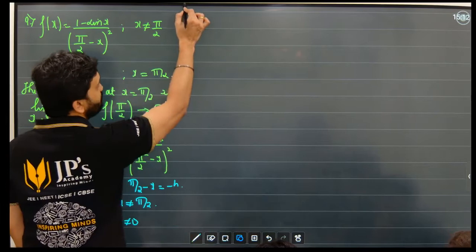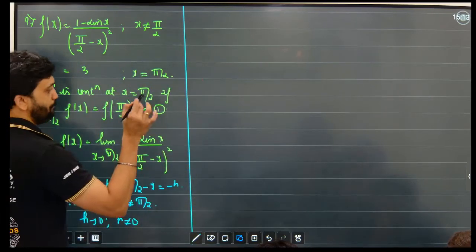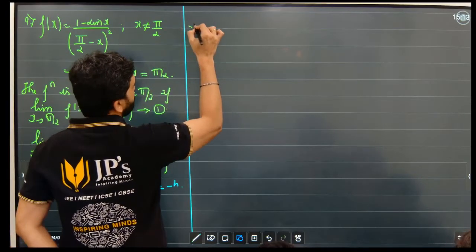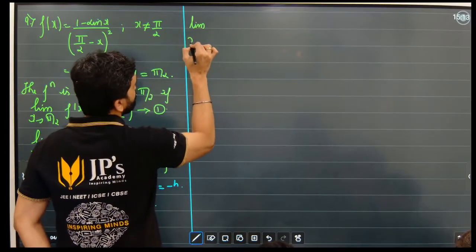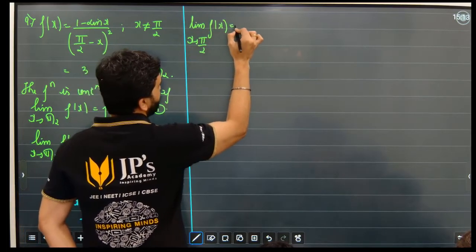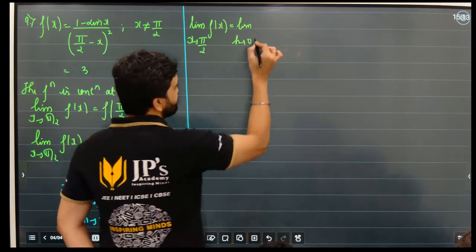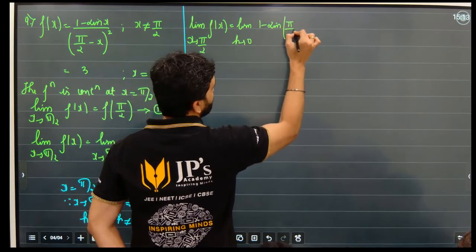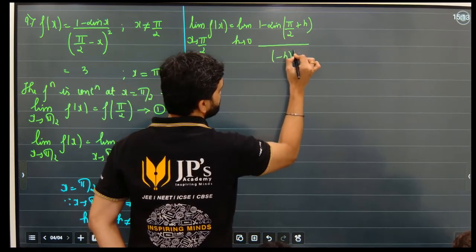A very, very important step. Whenever you substitute and change everything in terms of h, my limit will also change from x to h. So limit x tends to pi by 2 f of x, and on the right-hand side everything in terms of x becomes h. So limit h tends to 0, 1 minus sine of (pi by 2 plus h), and my denominator becomes minus h the whole square.